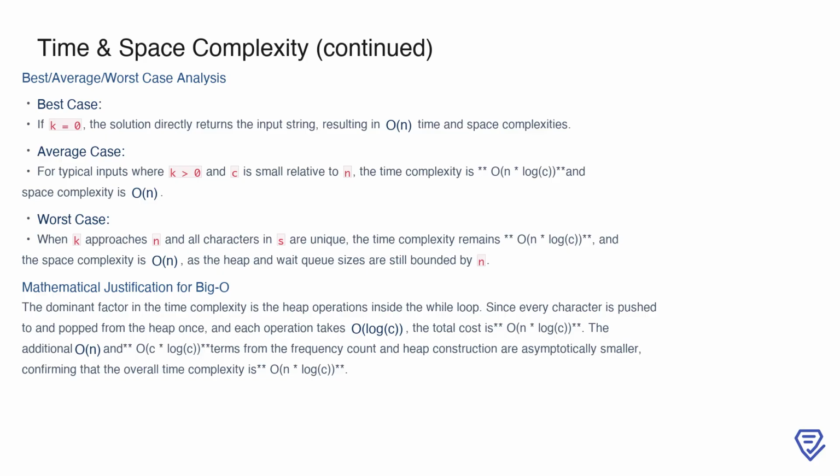This leads to a total cost of O(n * log c), with additional terms like O(n) and O(c * log c) being asymptotically smaller. Thus, the final time complexity remains O(n * log c).